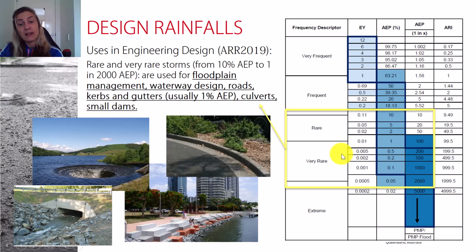Moving up to the rare and very rare rainfall events, which are from 10% AEP to 1 in 2,000 AEP, this range of design rainfalls is used for floodplain management, waterway design, roads, curbs and gutters, culverts, and small dams. So we use a rarer event if the failure of the structure that we are designing will cause severe damage. So we need a higher level of safety for those structures. Then we, of course, will be working with a much larger, much more intense rainfall event.